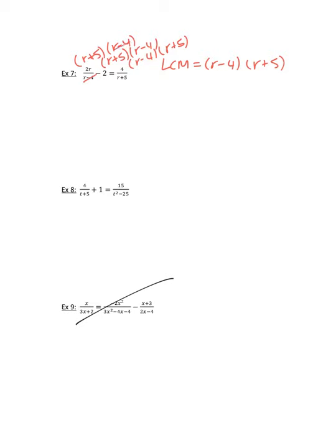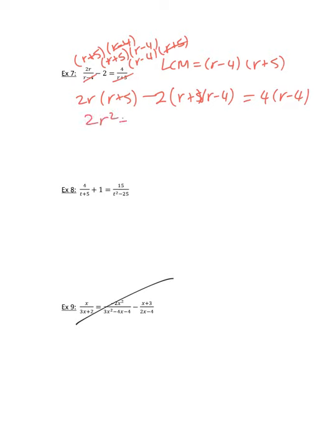Example 7, we're going to multiply by an LCM of r minus 4 times r plus 5. So r plus 5 times r minus 4 times each of the terms. R minus 4 times r plus 5, so this cancels. I now have 2r times r plus 5, minus the 2 is multiplied by r plus 5 and r minus 4. And the r plus 5 cancels here, so I have equals 4 times r minus 4.